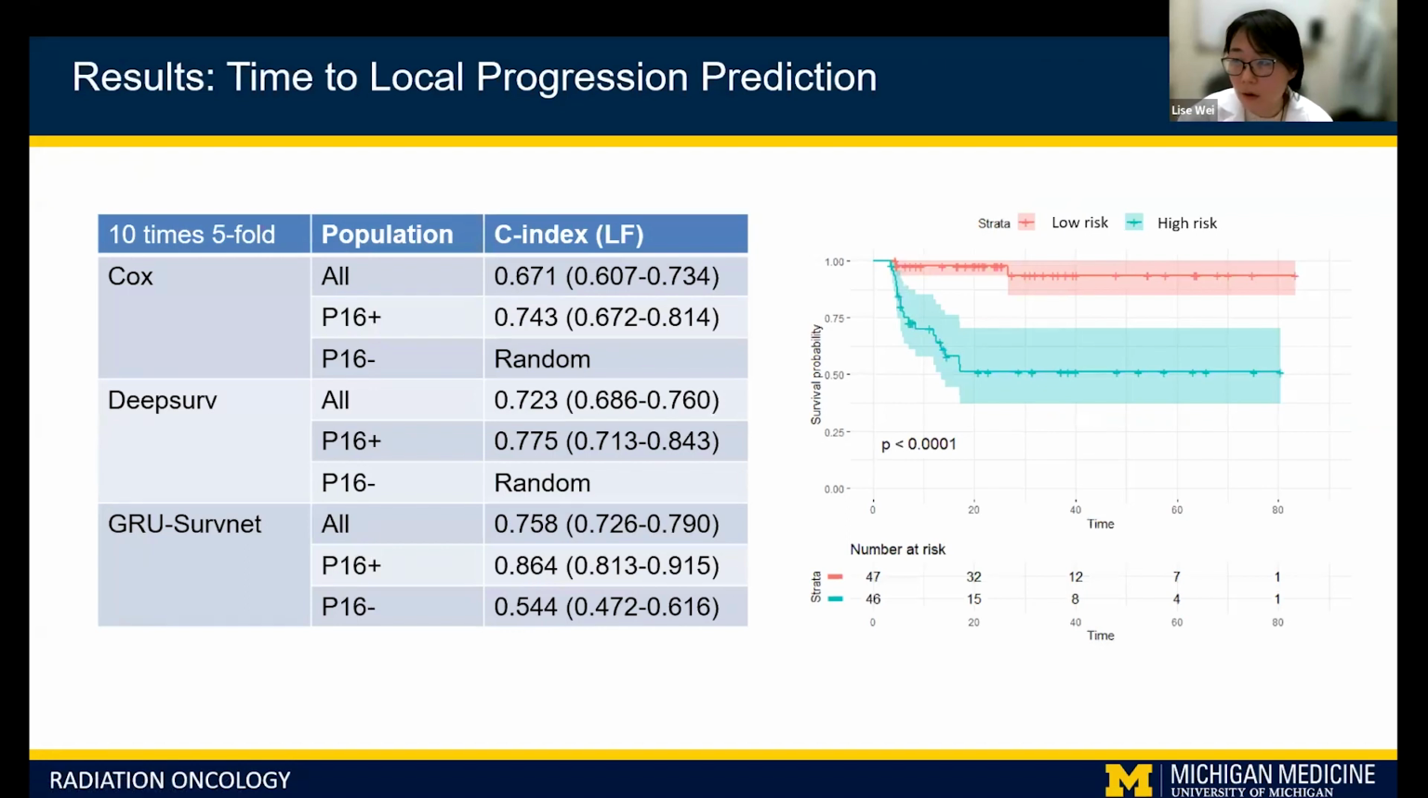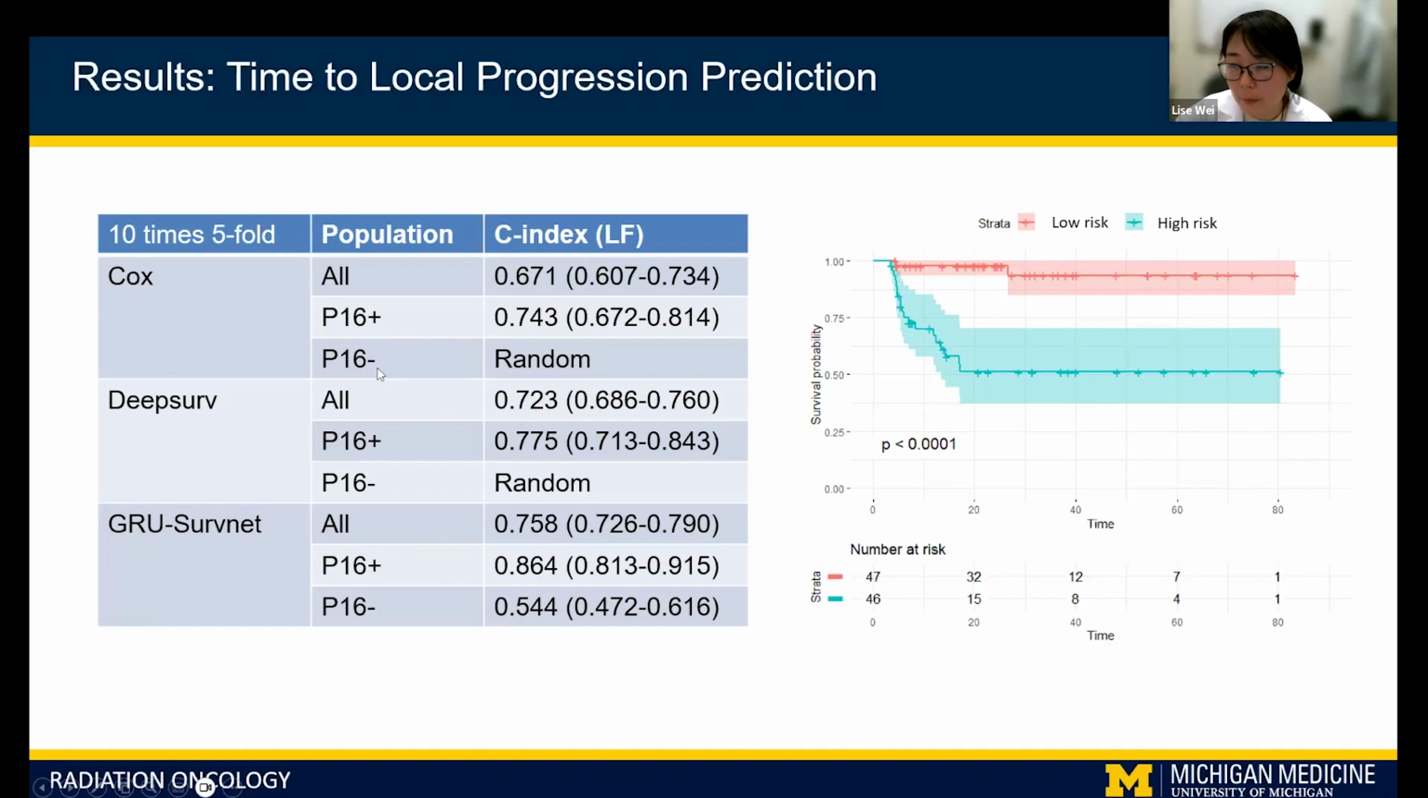These are the results for the local progression prediction. We have benchmarks of Cox and DeepSurv, and also the recurrent network-based survival model. We also look at different populations: all the patients, and the P16 positive and negative subgroups, because we know how important HPV infection is to the outcome. As we can see, the proposed method outperformed the benchmarks by a lot, especially for P16 positive, where we can get to about 0.86. This is still the C-index.